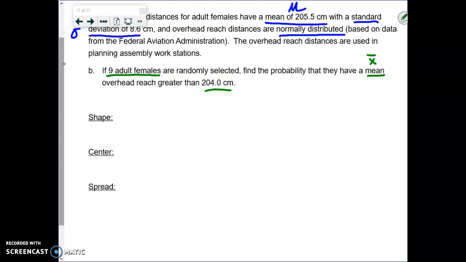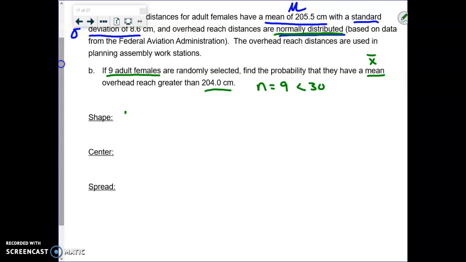Now, first of all, shape. Notice here, n is equal to 9. We're only choosing 9 females. Normally we would say we can't do this, but up here we said the original population was normally distributed, bell-shaped and unimodal, so we can go ahead and work with this sample of 9. If it had not mentioned the shape of the original population, then unfortunately we would have to stop and say can't do. But even though this is less than 30, because we know the original population shape was normal, we can still go ahead and work with this.